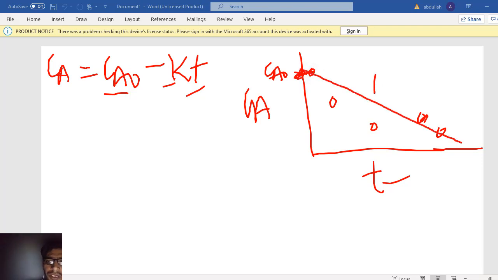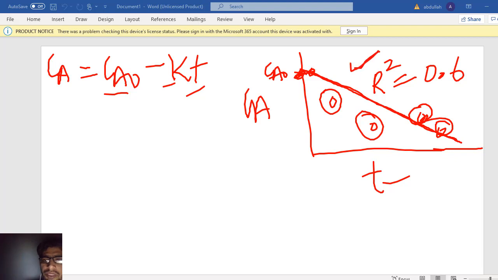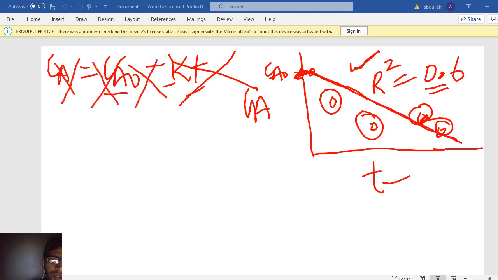Suppose in this case the regression coefficient was 0.6, and we draw a straight line through our experimental points. In this case, the straight line was not very close to the experimental points, and the regression coefficient was quite small. So we will ignore this order of reaction. Our data will not fit the zero order reaction.